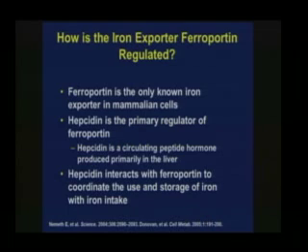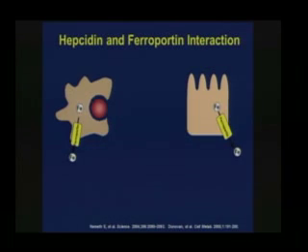So how is ferroportin itself regulated? Well, it's the only known iron exporter in mammals, and the primary regulator of ferroportin itself is hepcidin. Now, hepcidin is a polypeptide made mainly in the liver, and it interacts with ferroportin to essentially coordinate the usage and storage of iron and iron intake. So here is a little schematic cartoon which will depict it. Again, the main cells that we are concerned with are the intestinal cells and the macrophages.